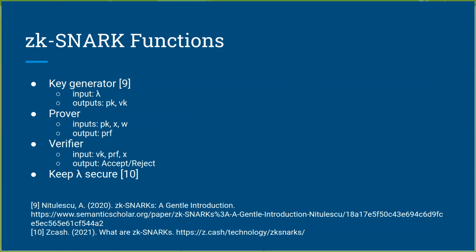There are three key functions involved in the ZK-SNARK protocol. The first is a key generator function that takes in a secret parameter lambda. The second is a prover function. The last is a verifier function which outputs accept or reject if the proof is correct or not. There is a weakness to this protocol. Anyone who obtains the value of the private parameter lambda can generate a fake proof such that the verifier function will output accept. So it is crucial to ensure the security when generating the public keys.